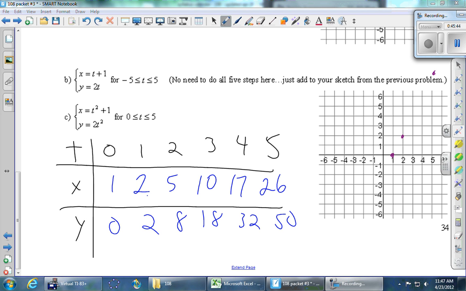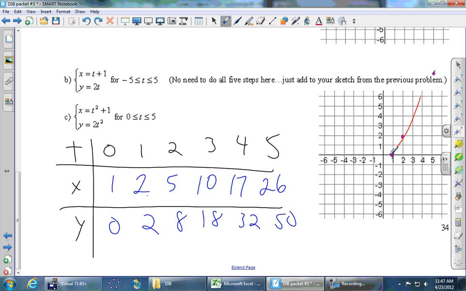So maybe it's a parabola. Any other guesses? Like, there's t squareds in it, so it feels like parabolic. Any other thoughts? Okay, so maybe it's parabolic. So let's eliminate the parameter. That means solving either equation for t. I'll solve the first one. X minus 1 is t squared, right?